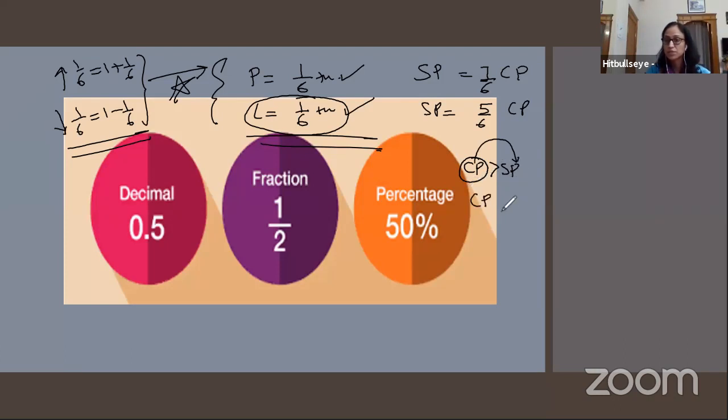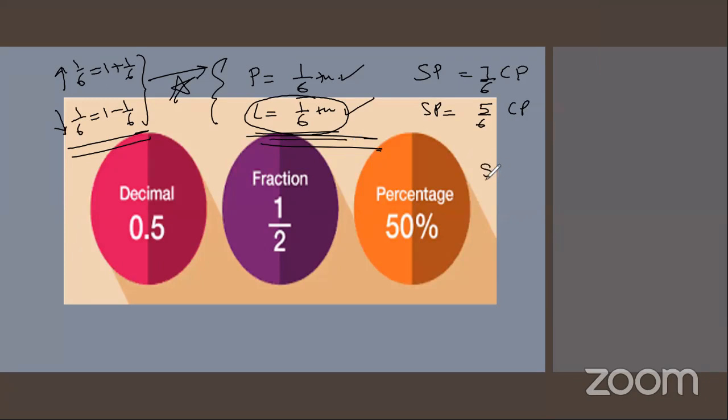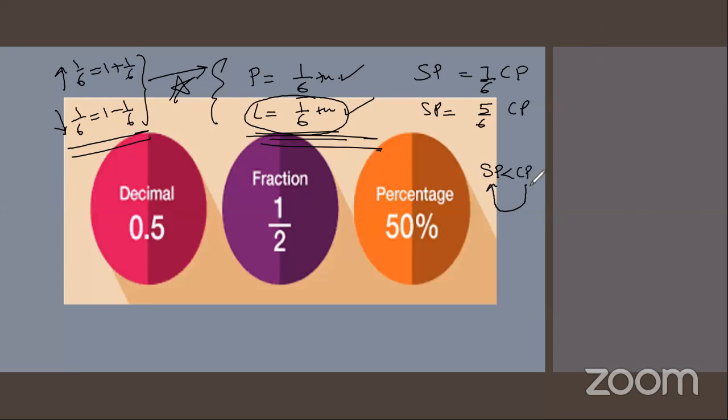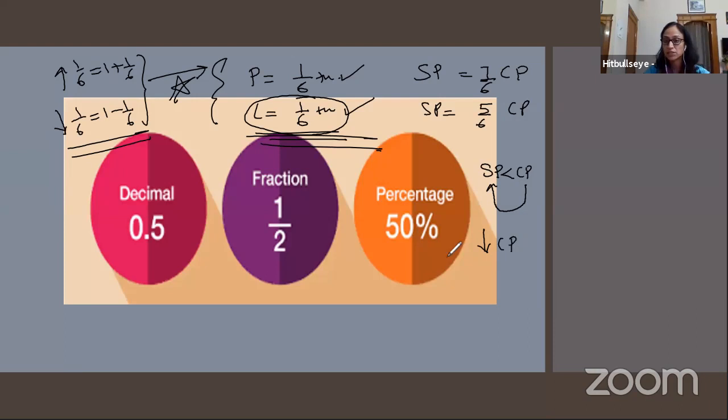Okay, please try to keep yourself on mute. I'll explain again. So I said if loss is 1 by 6, right? Loss basically means that selling price is less than cost price. That means I always start from cost price to get the selling price. It has to be reduced. Why? Because selling price needs to be less than cost price. So I need to reduce my cost price to get selling price. Reduce by how much? 1 by 6. Reducing something by 1 by 6 means 1 minus 1 by 6.